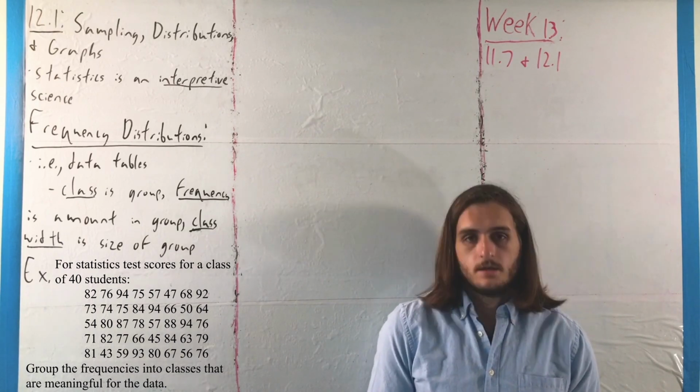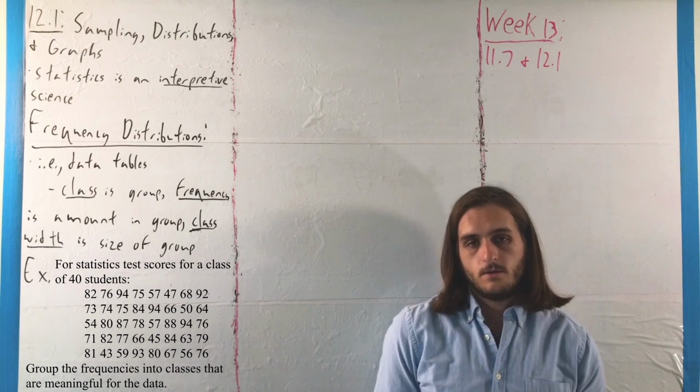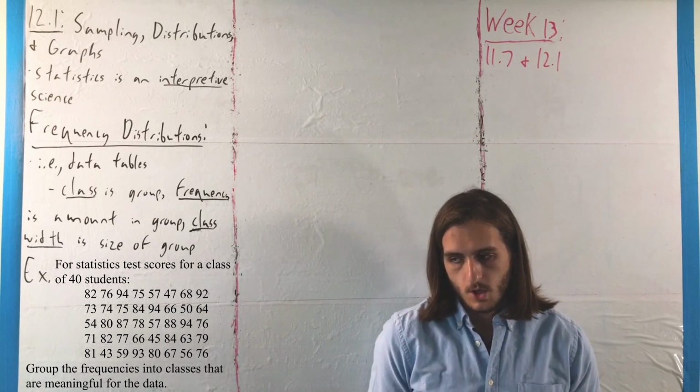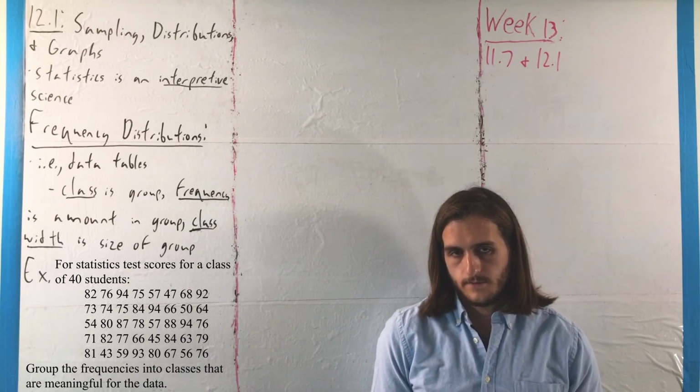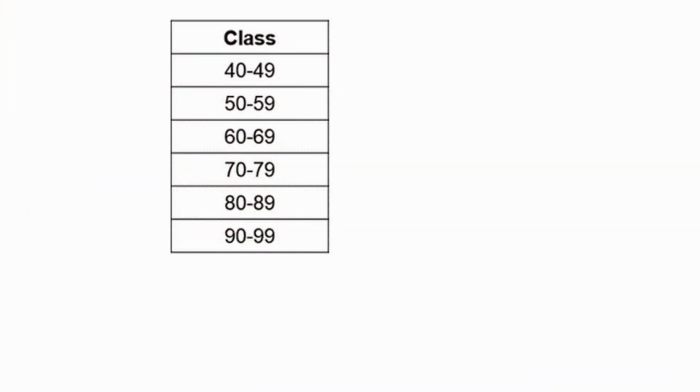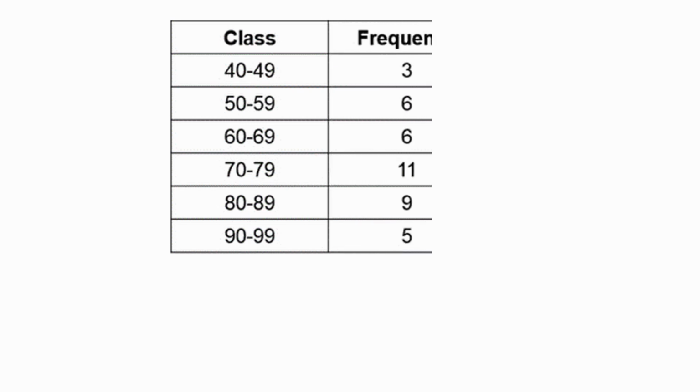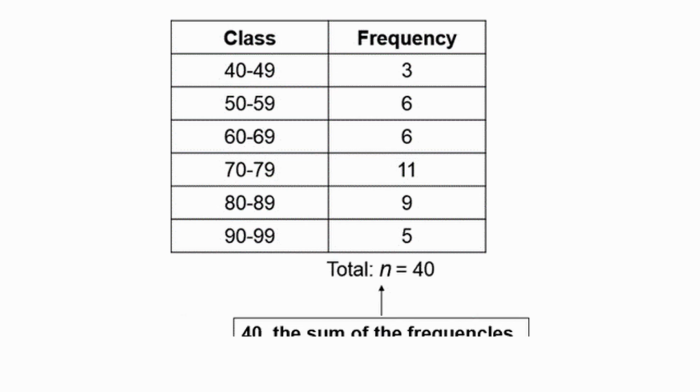The point here is that if we want to break this data set down, the most logical way to do so would be in terms of the natural pattern in the data. That is, our classes would be 40 to 49, 50 to 59, 60 to 69, 70 to 79, 80 to 89, and 90 to 99, with the according frequencies checking through the data set as we go: 3, 6, 6, 11, 9, and 5, respectively, for a total of 40.